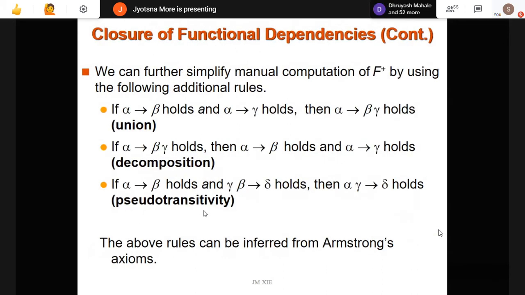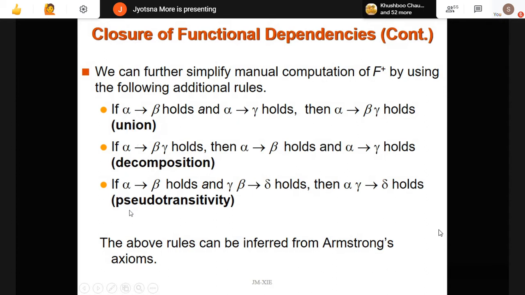Other rules or formulas for your understanding. Union, just now we saw in the previous example. If we have alpha determines beta and alpha determines gamma, then we can say alpha determines beta gamma. This is known as the union rule. Next is decomposition. Now I have alpha determines beta gamma, right? I can go in the reverse way also. I can say alpha determines beta and alpha determines gamma. This is known as decomposition, the reverse of union.